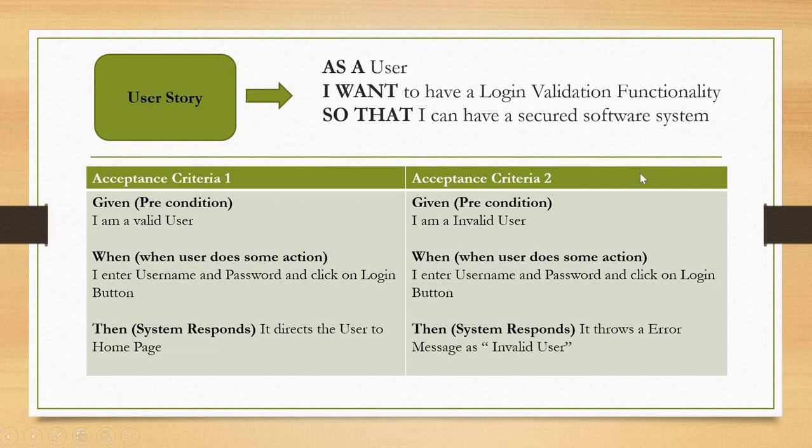This is the first criteria. The second acceptance criteria is: given I am an invalid user. The precondition in this second criteria is, given I am an invalid user. When is what action the user does. What action? I enter username and password and click on the login button. Then is what the system responds. In this case, since the user is an invalid user, it throws an error message as invalid user.